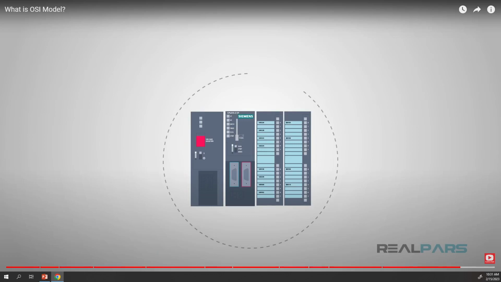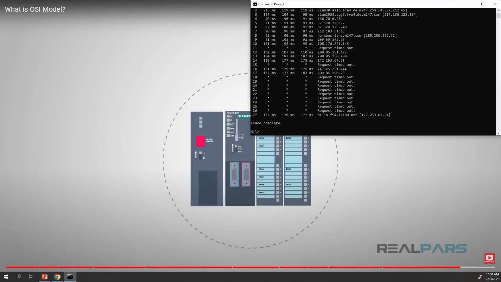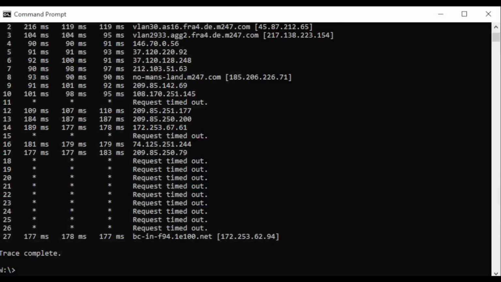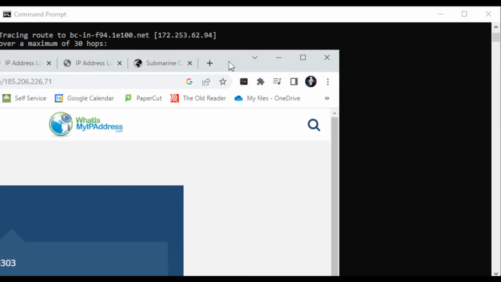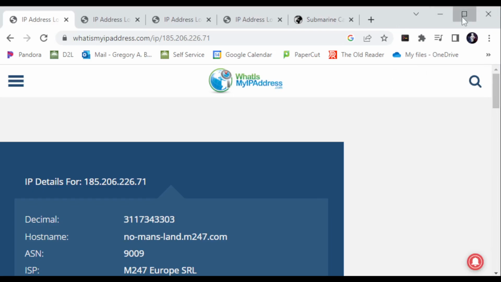Now, our traceroute did finally complete, so let me go ahead and pull that back up. There we go. So it was actually only 27 stops, which I find kind of interesting. And I did go through. Now we need to go back to the screen.